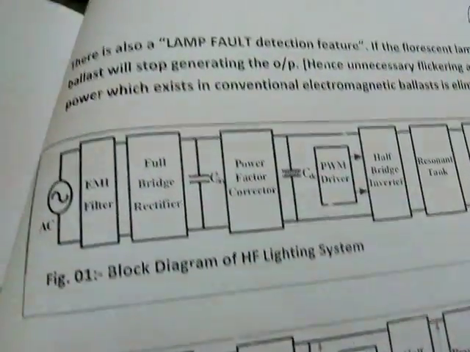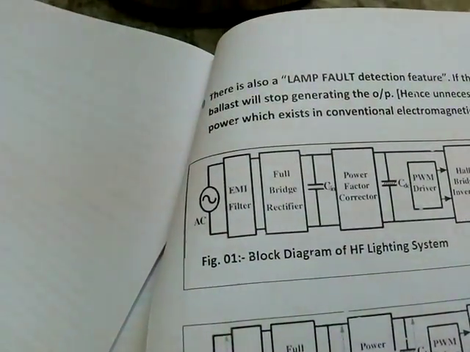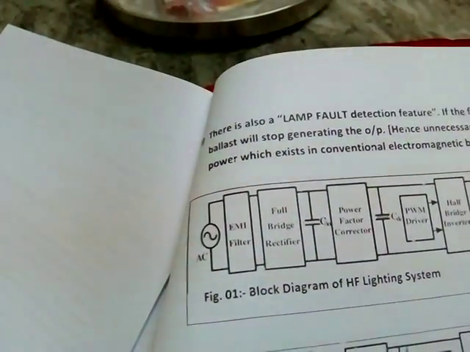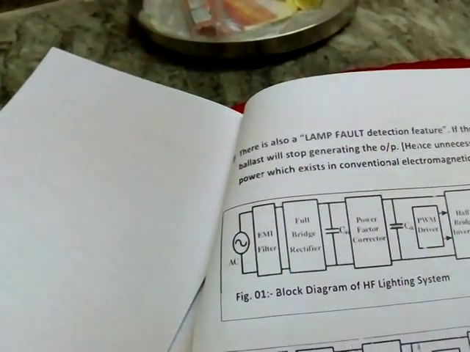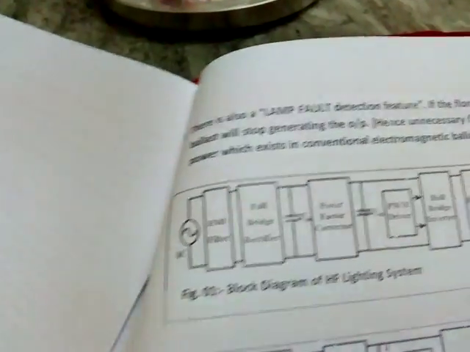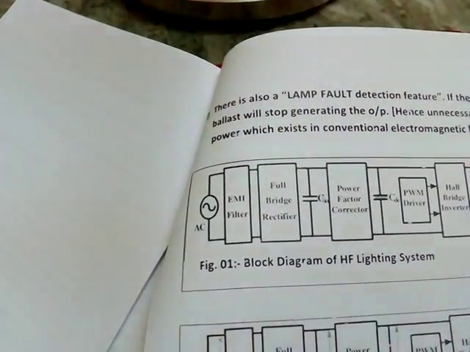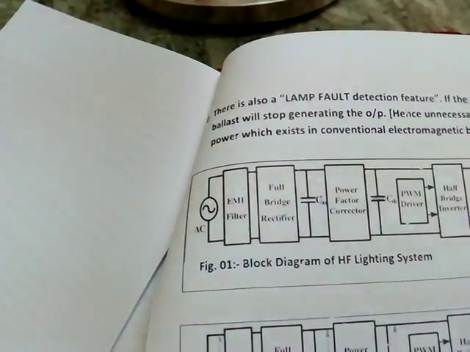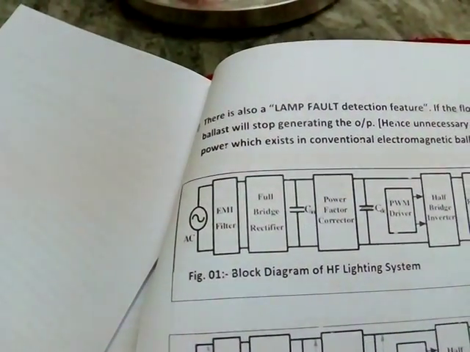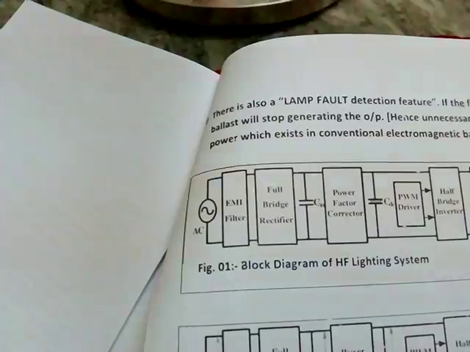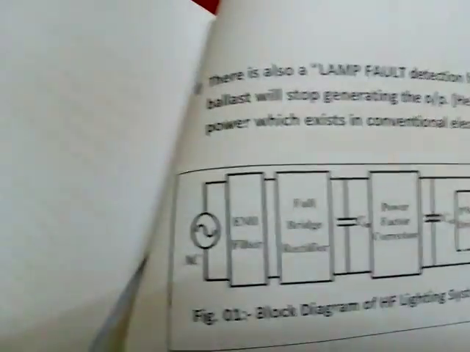So here we have an electronic ballast which operates at very high frequency. Since the frequency is high, the size of the ballast is very much less. In a conventional or normal fluorescent tube, the size of the ballast is huge and heavy. But an electronic ballast is small. So the circuit diagram is like this.